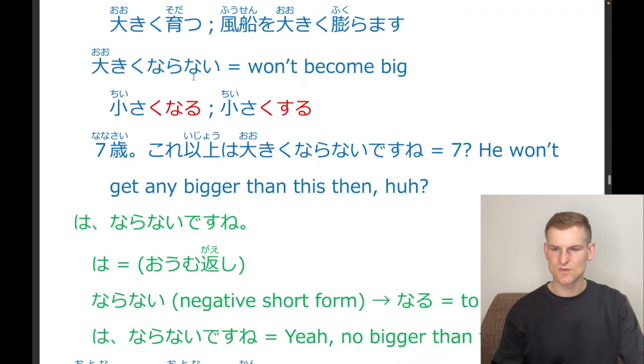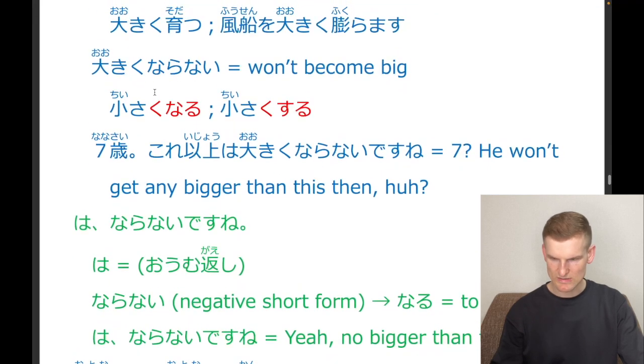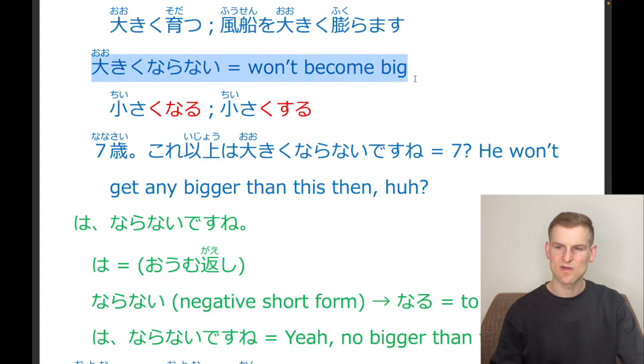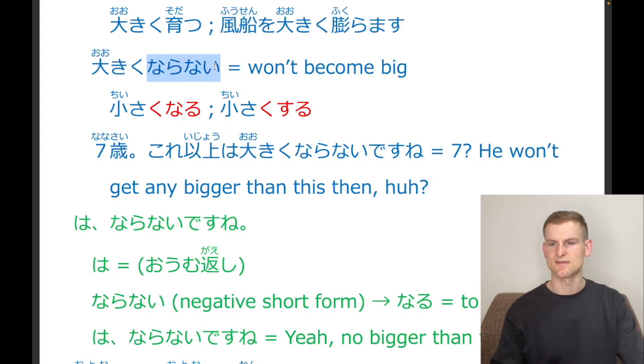Okay, and you can use this with words like なる and する. Okay, so in the dialogue I say 大きくならない. This means won't become big. So you take the adverbial form and you add なる or some form of なる. In this case it's the negative form, and it means to become that adjective. So 大きくならない won't become the adjective, which in this case is big.